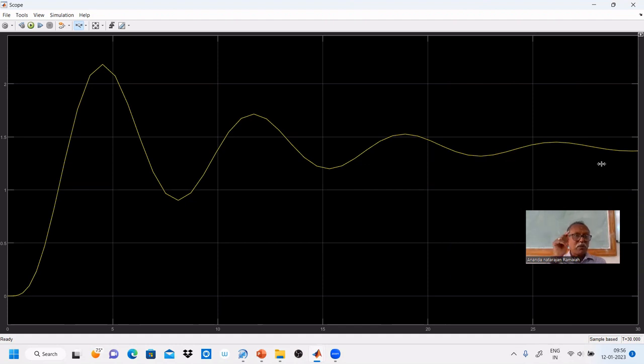Because we are using only proportional mode. If we include integral mode, then only the steady state error will be removed. Already we studied in control system that if you use a proportional only controller, there will always be steady state error. Set point is given as 2. It should settle at 2, but it settled at 1.4 because it is a proportional only controller. So a proportional only controller always gives steady state error, not only here, in regulated response also.